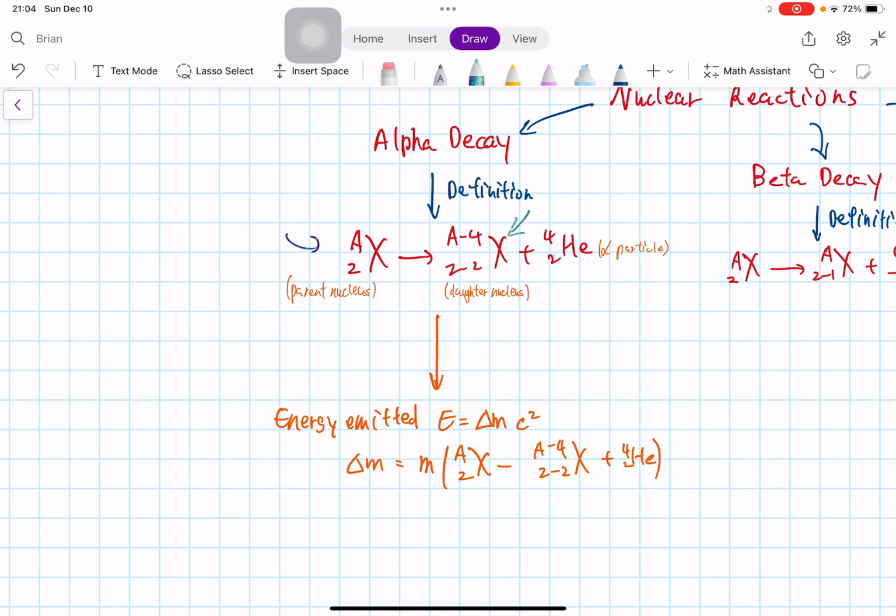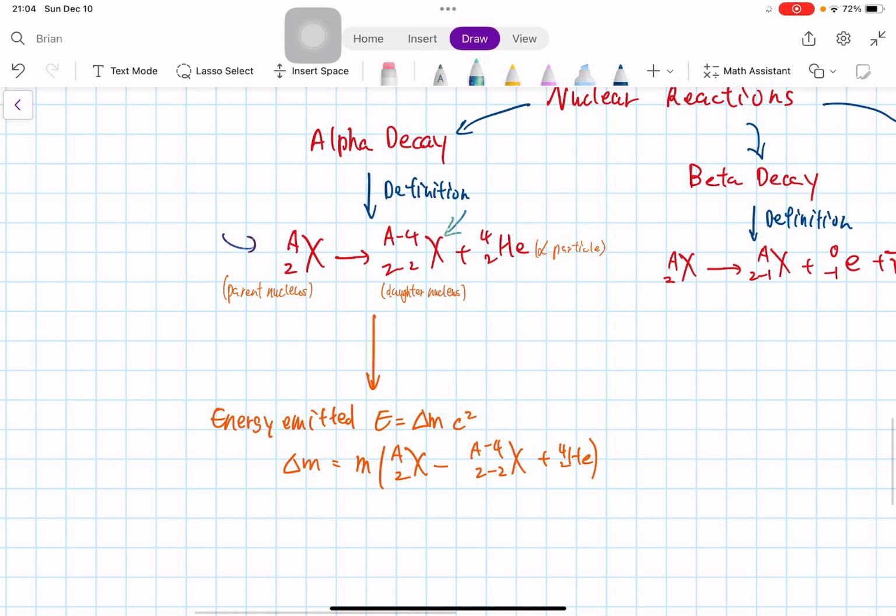To give an example to illustrate what's happening, we look at uranium-238, uranium with atomic number 92. This would first break into one helium, and then this 238 minus 4 gives us 234. 92 minus 2 gives us 90, and when the atomic number is 90, we're looking at Th.